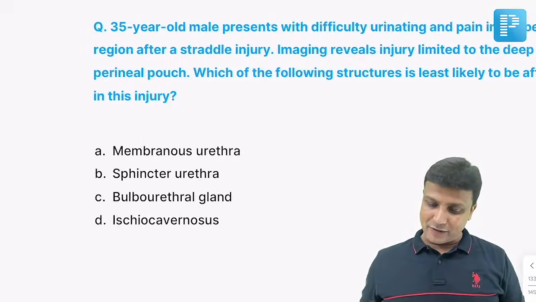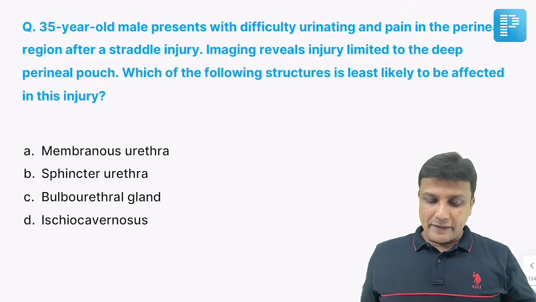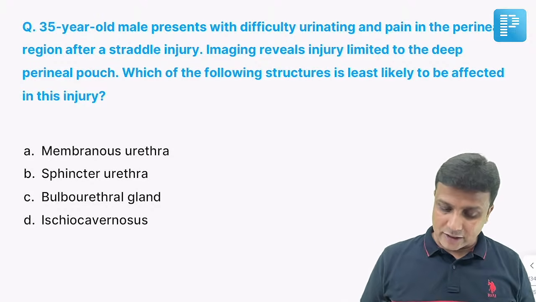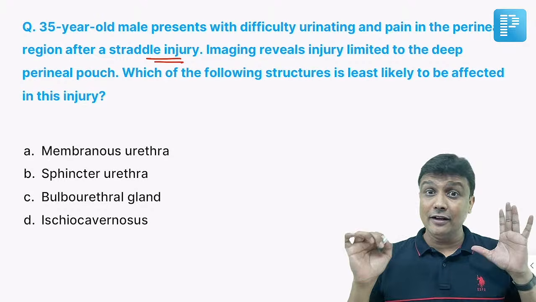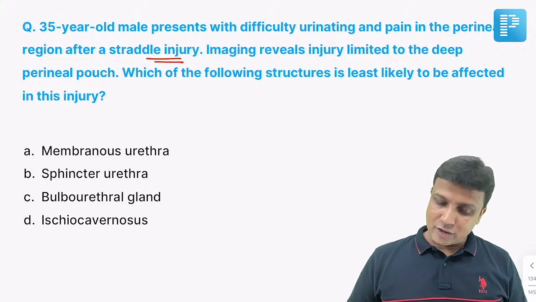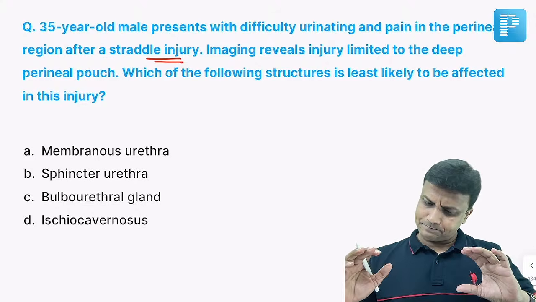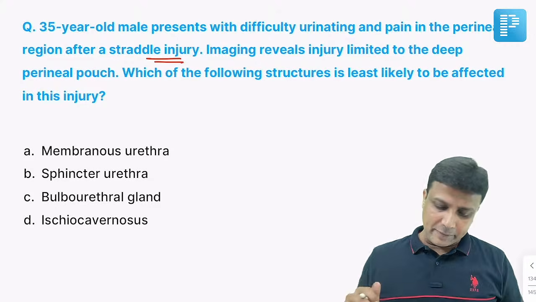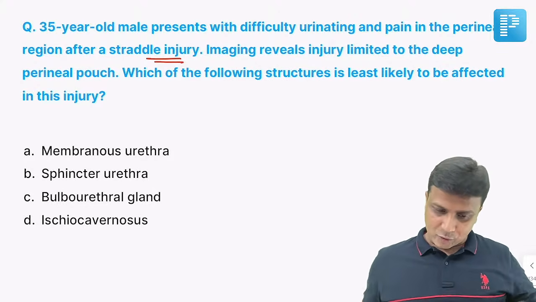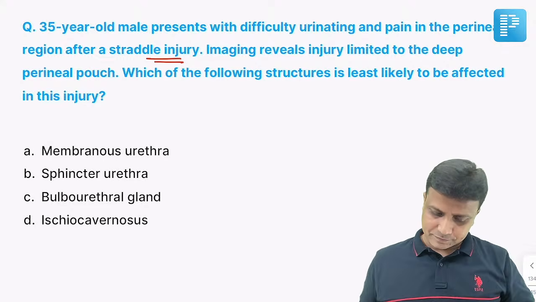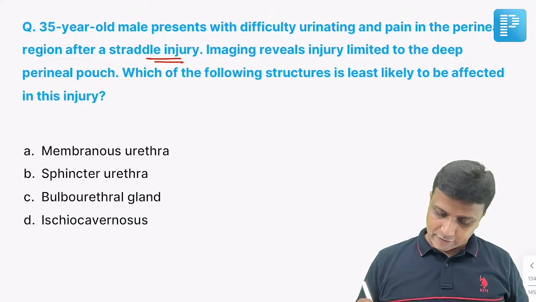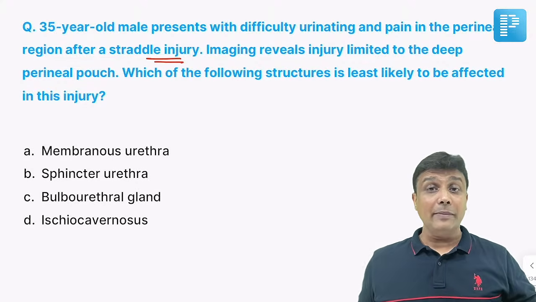Okay, next one, sir. A 35-year-old male presents with difficulty urinating and pain in the perineal region after a straddle injury. Straddle injury बोलते ही आपके माइंड में क्या आना चाहिए? मैंने आपको क्लियरली कहा था, बल्बार यूरेथ्रा आना चाहिए. Okay. Imaging reveals that the injury is limited to the deep perineal pouch. It is not extending into the superficial. It is limited to the deep. Which of the following structures is least likely to be affected in this injury? Okay. Now, I told you very clearly here, if it is a straddle injury, bulbar urethra has to be involved here, sir. Okay, no? That means that will be present in which perineal pouch?